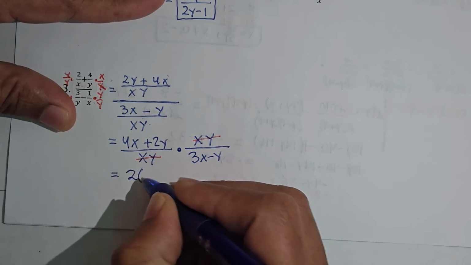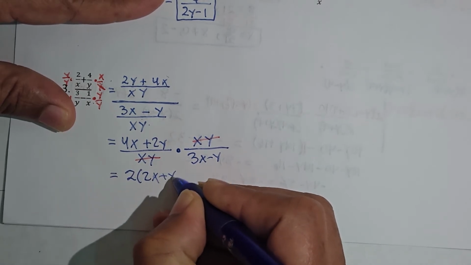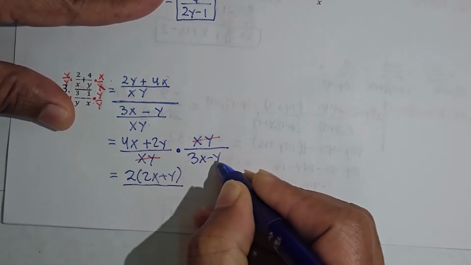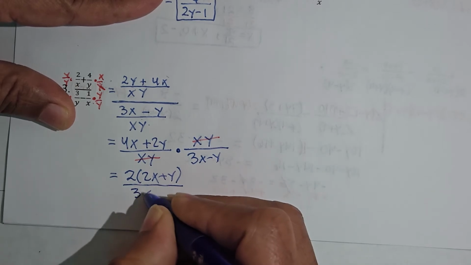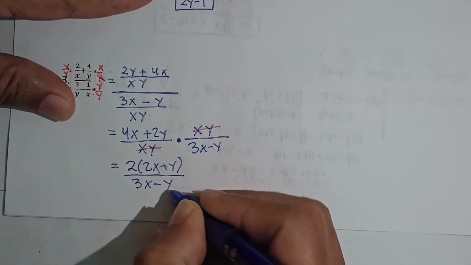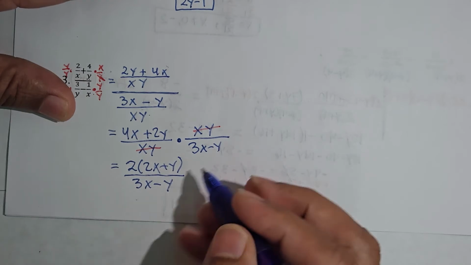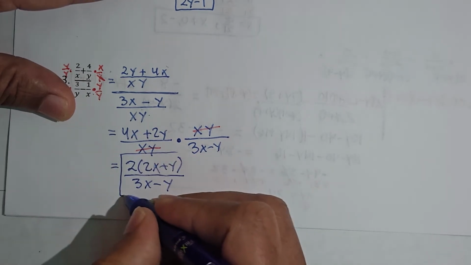So then we have 2 times 2x plus y over, in the denominator, 3x minus y. Now this cannot be simplified any further, so this is my final answer.